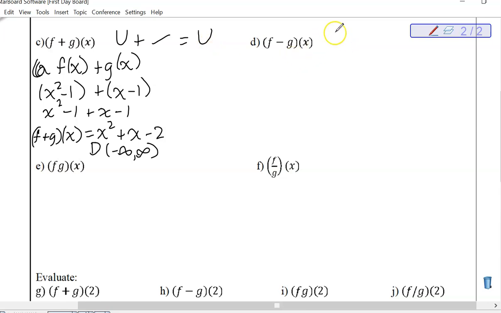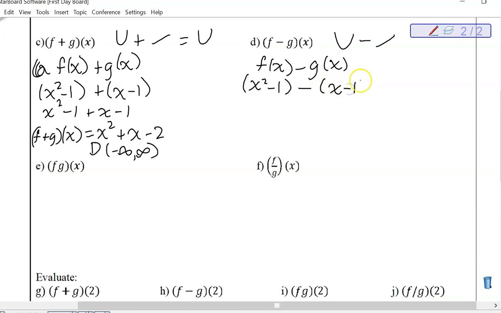Let's subtract. Let's do a parabola minus a line. See what we get. So f of x minus g of x. So that would be x squared minus 1. Remember to use parentheses here, minus x minus 1. Critical to use parentheses on this minus g of x because it is a binomial, because you have to distribute. So x squared minus 1 minus x plus 1.